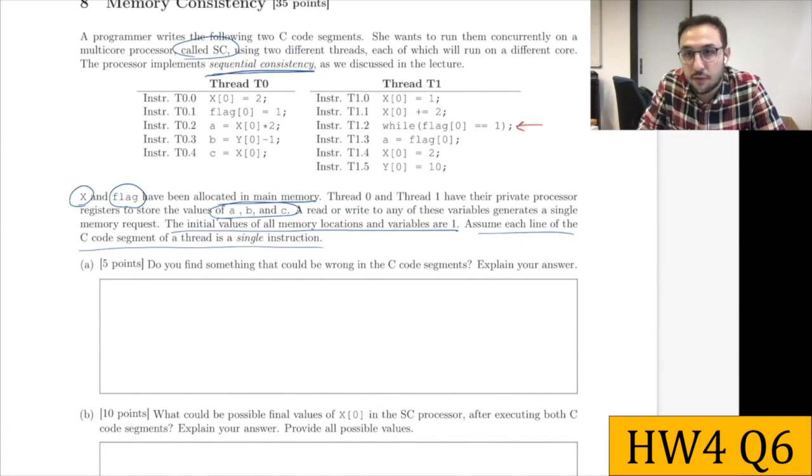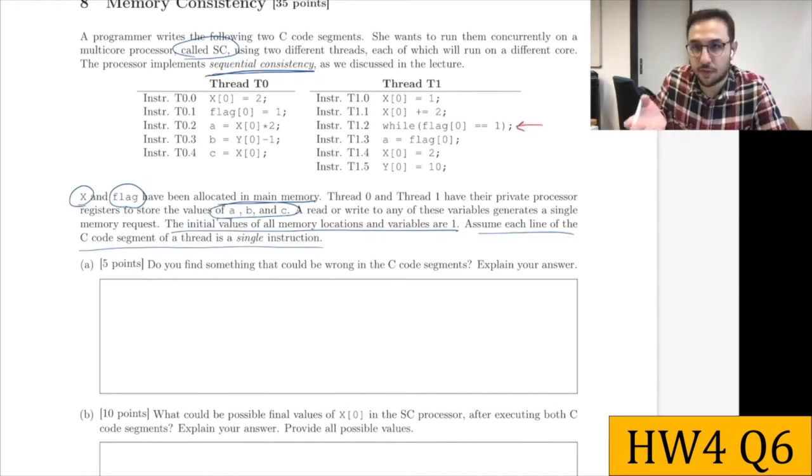If you notice, there's a loop here, and it iterates as long as flag 0 equals 1. From the assumptions, we know that flag 0 equals 1 in the initialization, and its value never changes. So the problem is thread 1 will never finish.